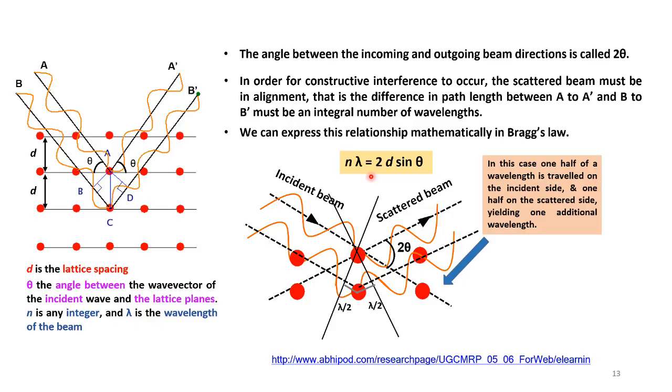The angle between the incoming and outgoing beam is called 2 theta, because, as you can see from the geometry, it is basically 2 theta between the incident and the scattered ray. And in order to have constructive interference, this n has to be an integer number. Then only we'll get constructive interference. This is the Bragg's equation, which gives the relation between the lambda and the lattice spacing as well as the incident angle.